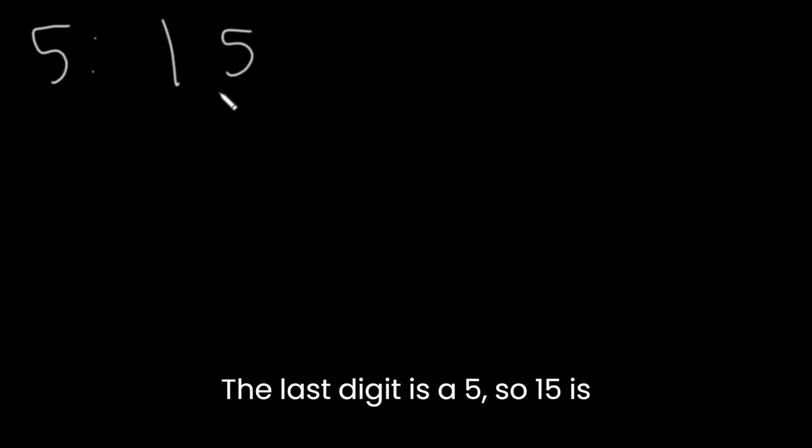For 5, all we have to do is look at the last digit. If it's a 5 or a 0, the number is divisible by 5. If it isn't, then it isn't divisible by 5. For example, let's say we have 15. The last digit is a 5, so 15 is divisible by 5.